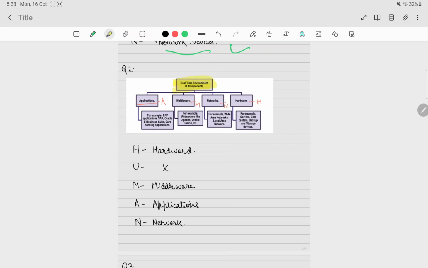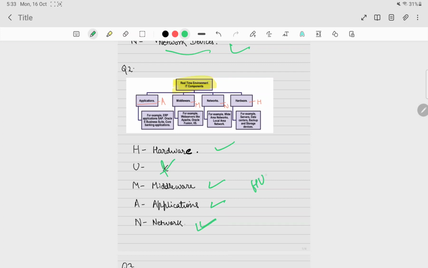Now when we go to the second question, which is the real time environment, the yellow highlighted one, if you can see, real time environment IT components. There are 4 components. We can learn it by the memory code, which is human, HUMAN, human. So from H we can remember hardware, here it is written hardware, let me correct it. From U there is nothing. From M we can remember middleware. From A we can remember applications, and from N it is network.